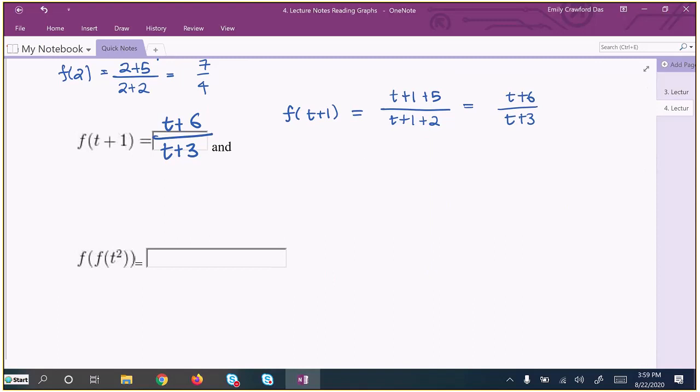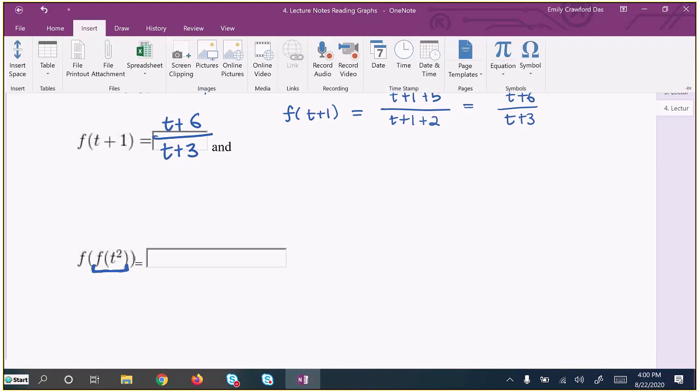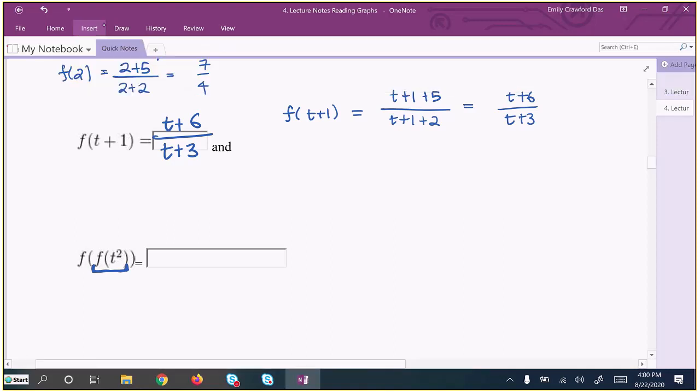Now what about f of t squared? When I have something like this, where I need to apply more than one function, I'm going to work from the inside out. So let me first deal with this much, and if I can figure out what this much is, then I will know what to plug into my function f. So let's start with f of t squared.